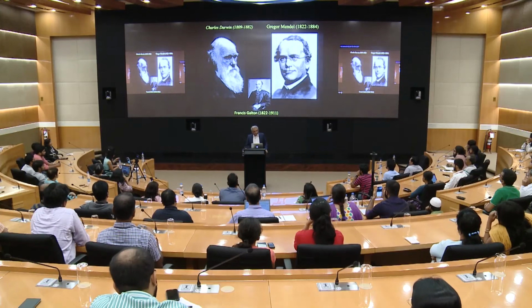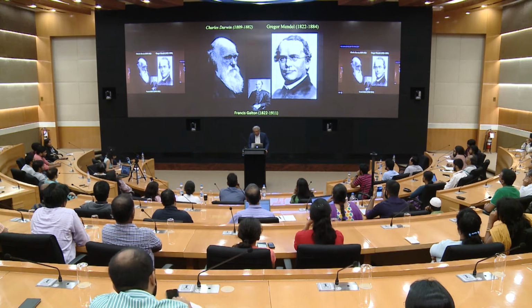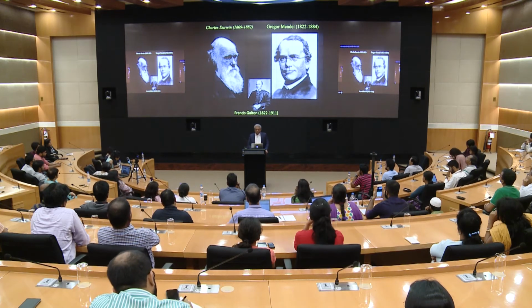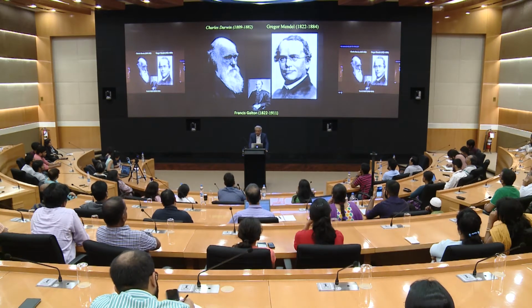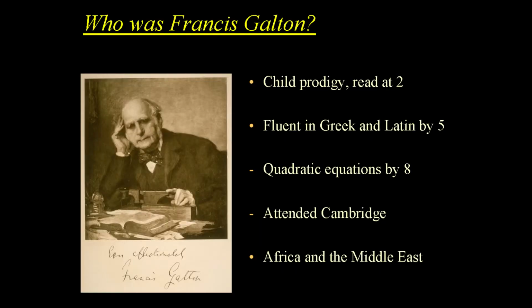For those examples to be shown, I have to introduce a new character into this story. And he's really, in a way, the central character in today's talk. His name is Francis Galton, who's shown here in a smaller form, along with Charles Darwin and Gregory Mendel, because he overlapped his lifespan with these two. So who was Francis Galton?